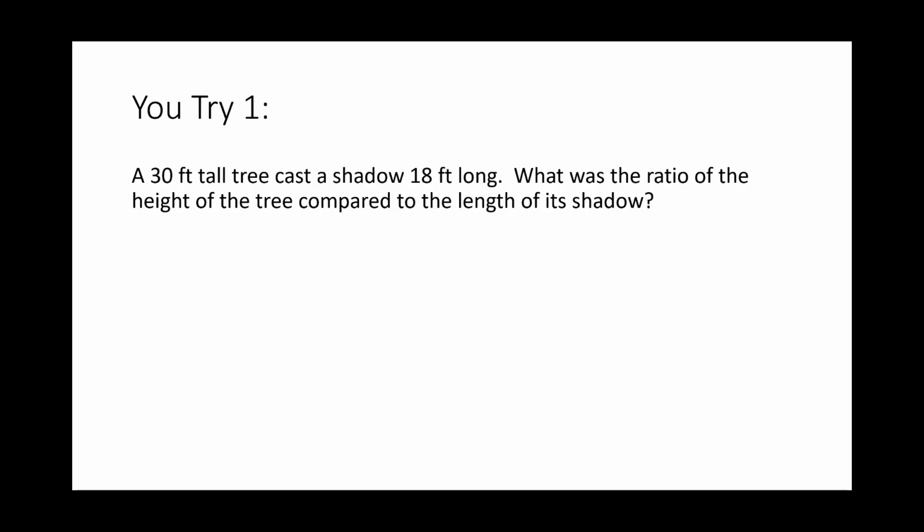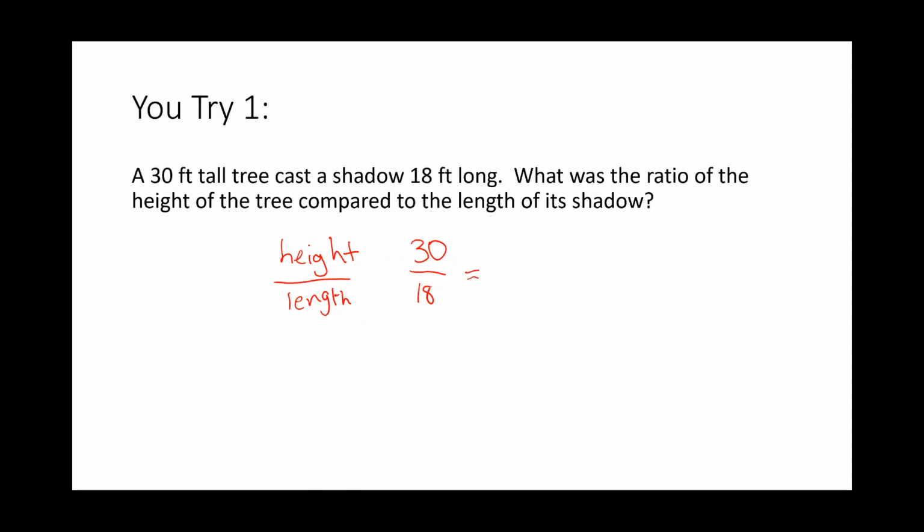Okay, so let's look at this one together. A 30-foot tall tree cast a shadow that's 18 feet long. What was the ratio of the height of the tree compared to the length of its shadow? So we want the height on the top compared to the length, which means that we're going to have 30 to 18. So the height of the tree over the length of the shadow.